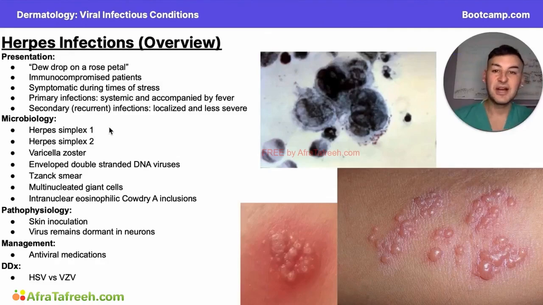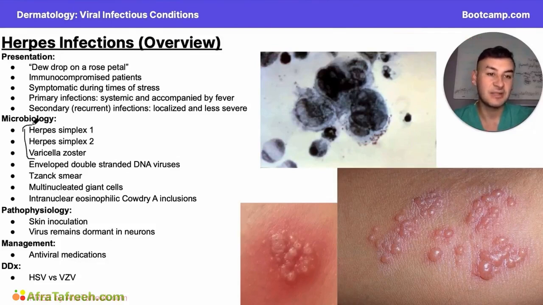So first on the docket is going to be our herpes infections. Now there are 3 main causes of herpes infections. It's going to be herpes simplex 1, herpes simplex 2, and varicella zoster. Those are the 3 viruses that cause herpes infections.